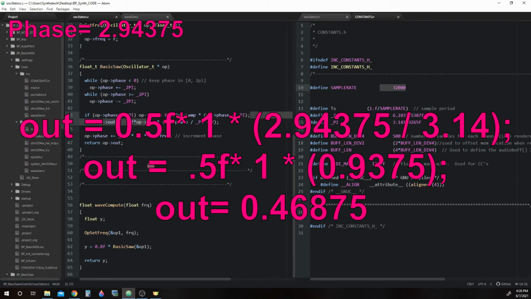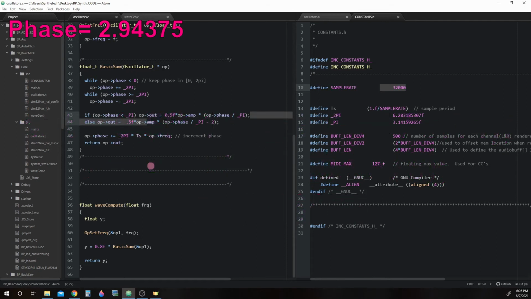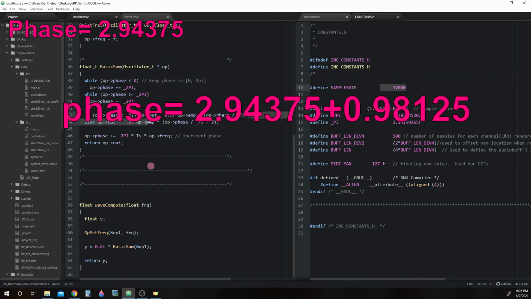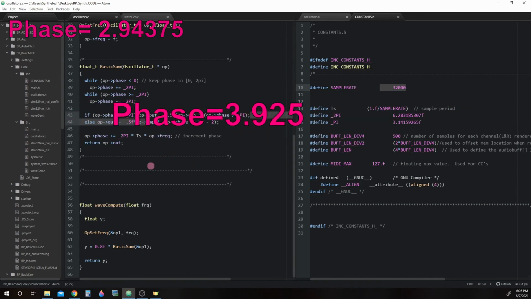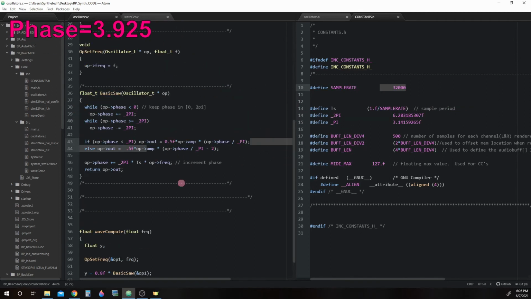0.46875. We increment again and come up with phase equals 2.94375 plus our incrementer 0.98125 equals 3.925. Again, we return the sample value of 0.46875 and head back to get another sample. But now phase is greater than pi, but it's still between 0 and 6.28.